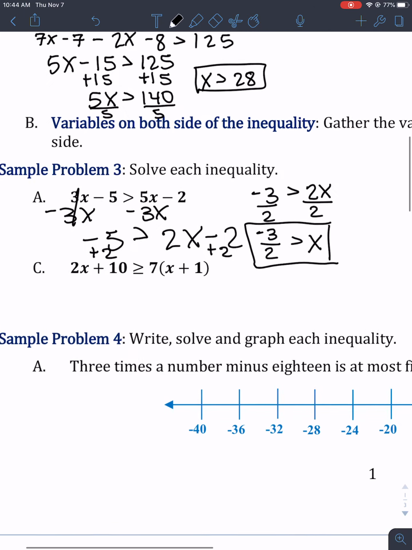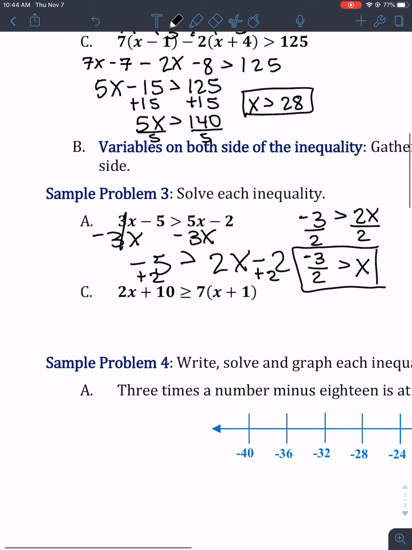We're almost done. So 2x plus 10 is greater than 7 times x plus 1. So before I go adding or subtracting anything, I need to distribute this 7. So I have 7x plus 7, because 7 times 1 is 7. I have 2x plus 10. Now I'm going to subtract the 2x from both sides just because I know 7x is bigger, and I'd like to keep them positive. You could subtract it the other way, it would be fine.